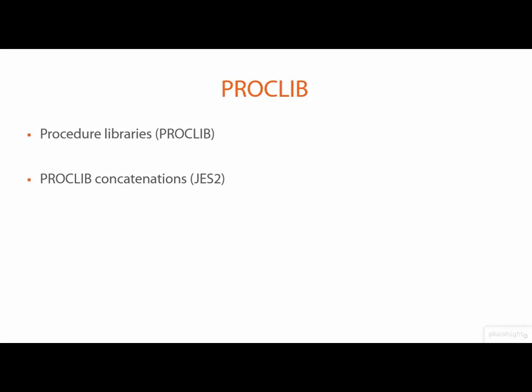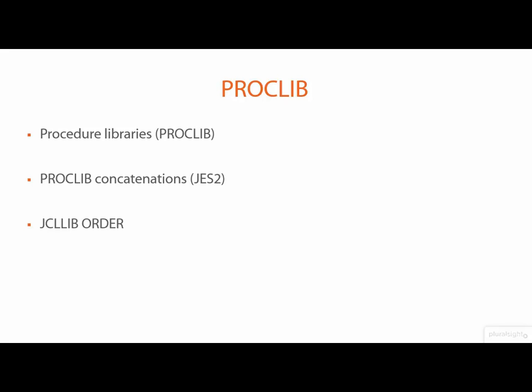There can be multiple procedure libraries, and these are concatenated by JES2. And as JES2 is the job entry subsystem, this is where all of the JCL passes through for syntax checking to ensure that everything is spelled properly, or if we have any errors or anything like that, they can be detected at that point before execution begins.